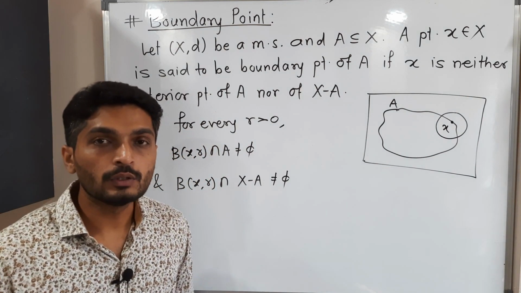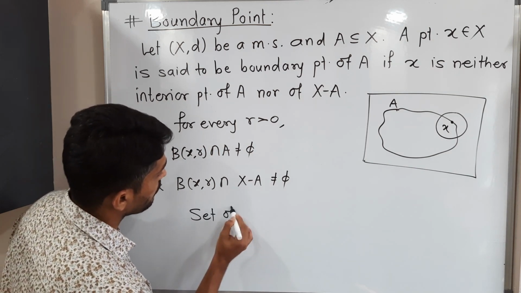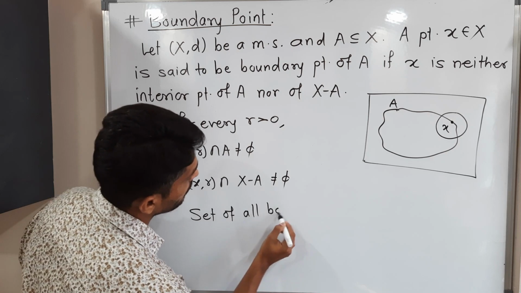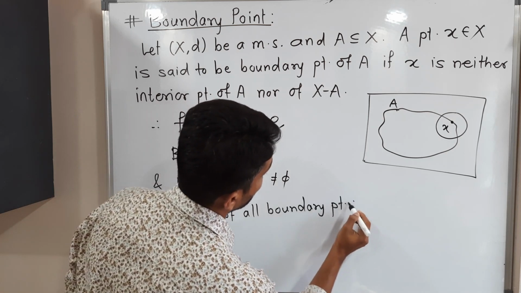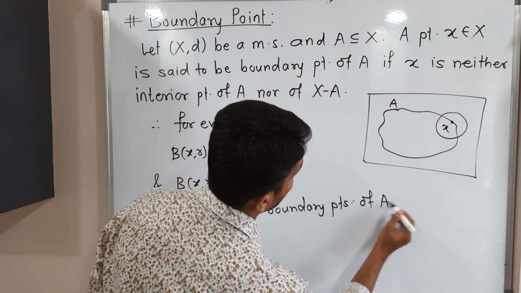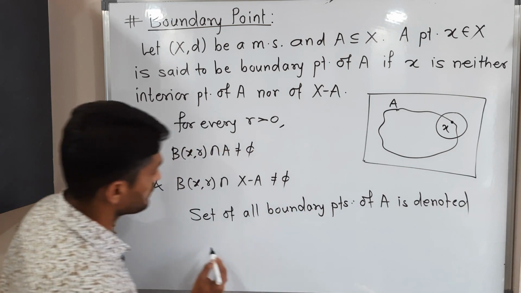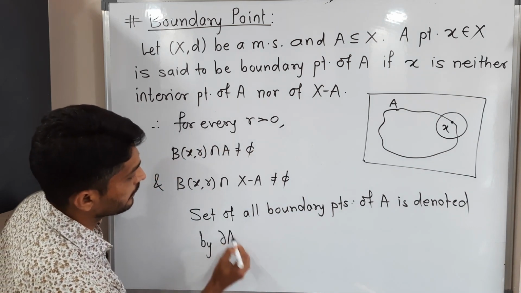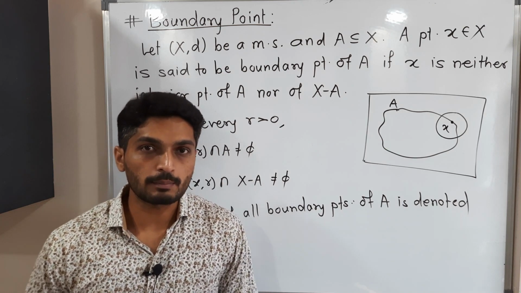Okay, let us discuss a few examples of boundary points. Before that, the set of all boundary points of A is denoted by ∂A. We denote it in this way. Let us discuss a few examples of it.